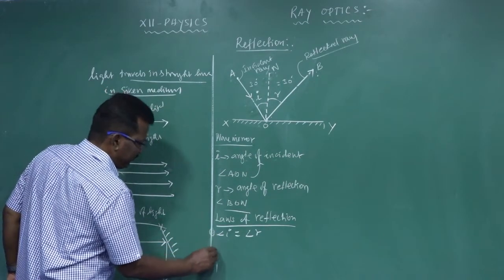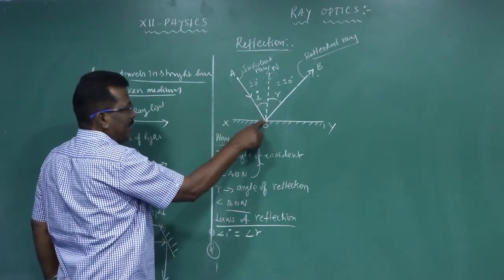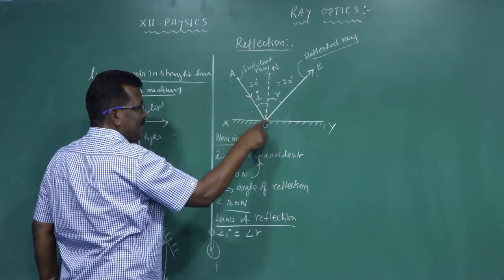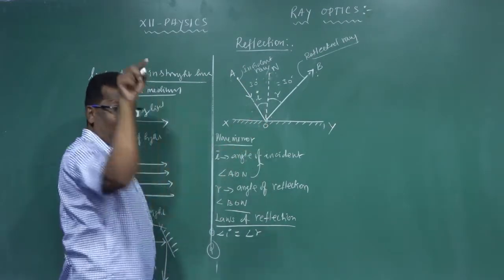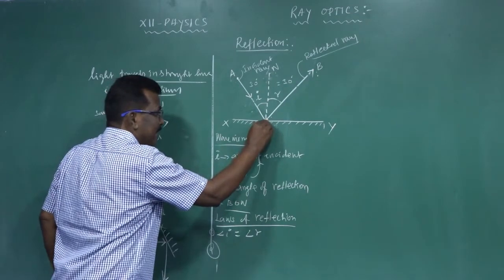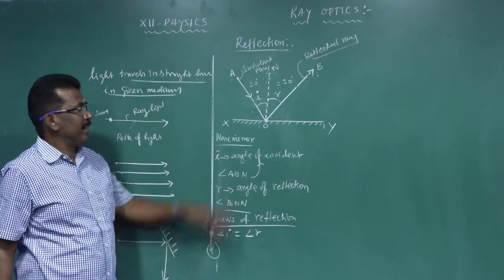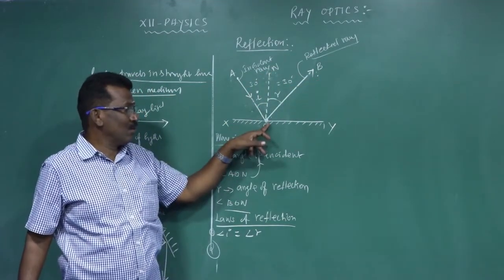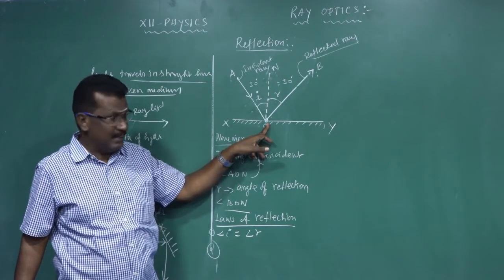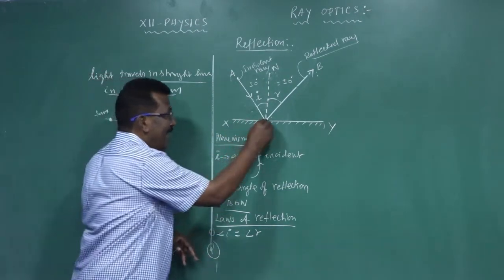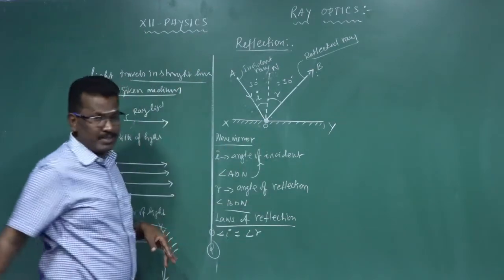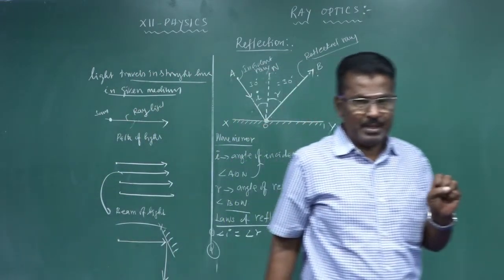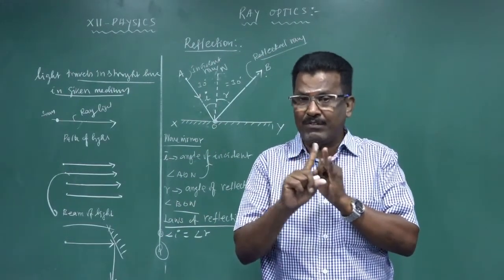Second law. The incident ray, the reflected ray, and the normal drawn to the surface at the point of incidence all lie in the same plane. It is another law. So if they ask what the laws of reflection are: the angle of incidence must equal the angle of reflection.